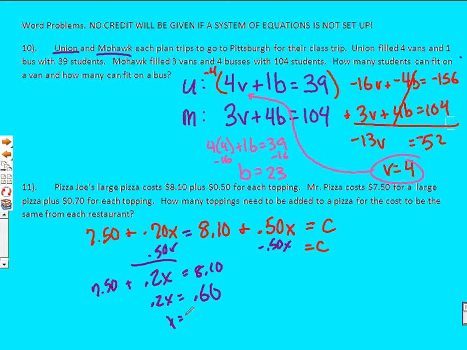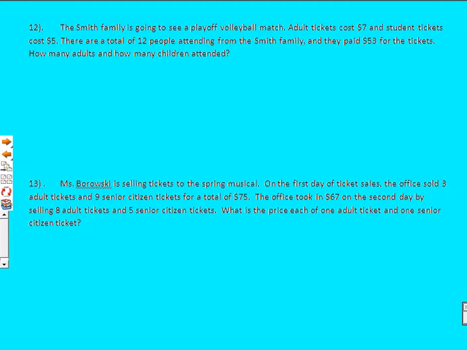Divide each side by 0.2. And you should get x equals 3 toppings. So 3 toppings is when the costs are the same. That's what they wanted to know. Okay, that's a bit of a unique one. These last two are a little bit more like the first one, pretty straightforward.